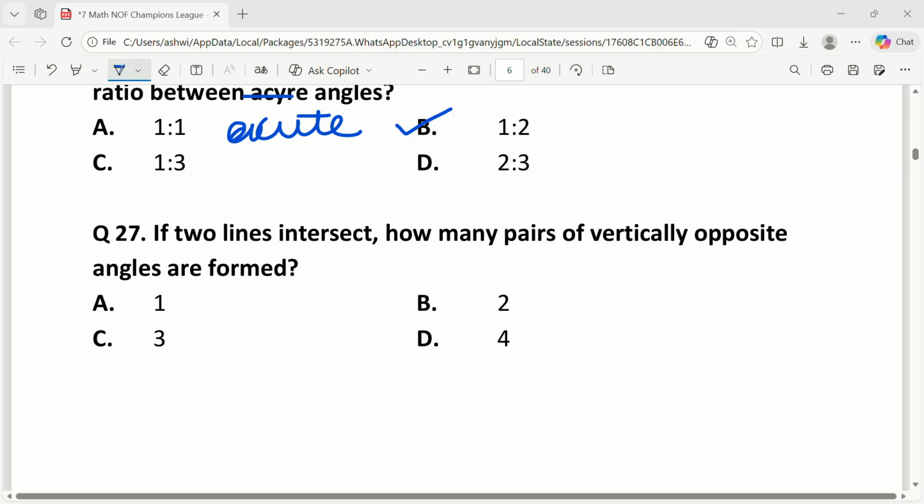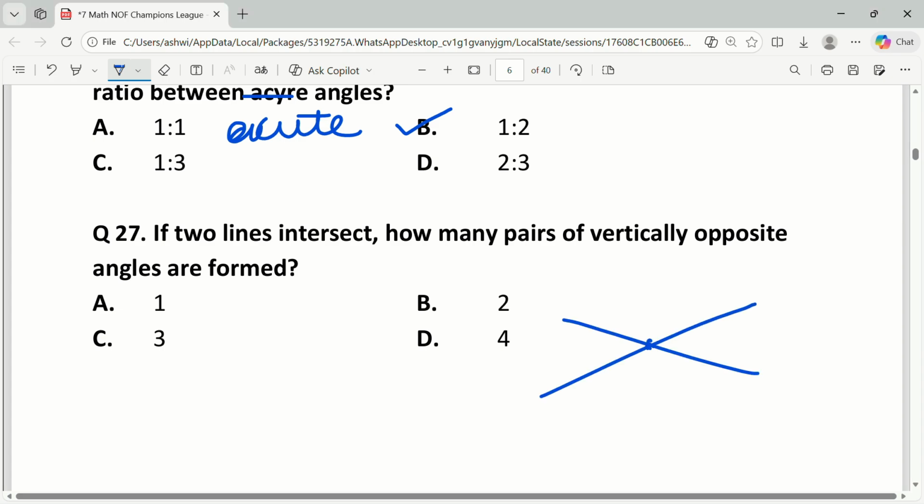Question 27. If two lines intersect, how many pairs of vertically opposite angles are formed? When two lines intersect, they form four angles along the point of intersection. Vertically opposite angles are the angles directly opposite to each other at the point of intersection. There are two distinct pairs of such angles formed. The angles within each pair are equal in measure. Hence, the answer is B, 2.